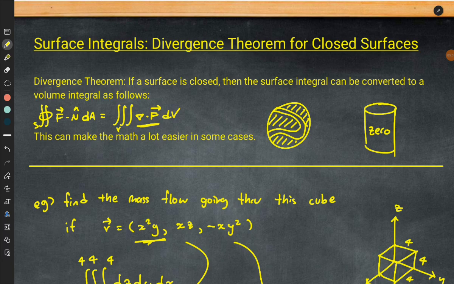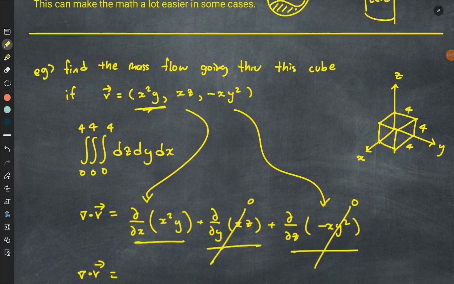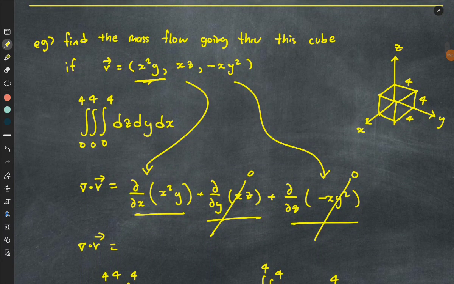And why would you want to use the divergence theorem? Because for shapes like cubes, you'd have to set up 6 surface integrals. That would be a huge pain. But by recognizing that it's a closed surface, you can just use the divergence theorem.